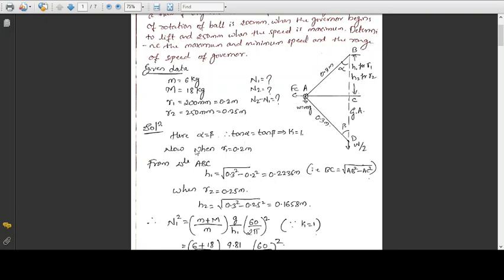Now first we'll consider the minimum radius, that is r1 equal to 0.2 meter. From the triangle ABC you can write the equation for this portion. Here, when you are considering r1, we can take this as h1. From this triangle, by applying the Pythagoras theorem, BC is equal to the square root of AB square minus AC square. BC is nothing but h1, which is equal to the square root of 0.3 square minus 0.2 square.